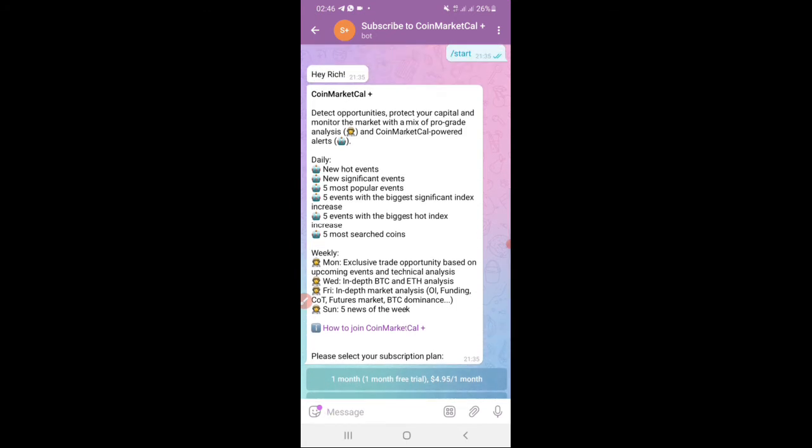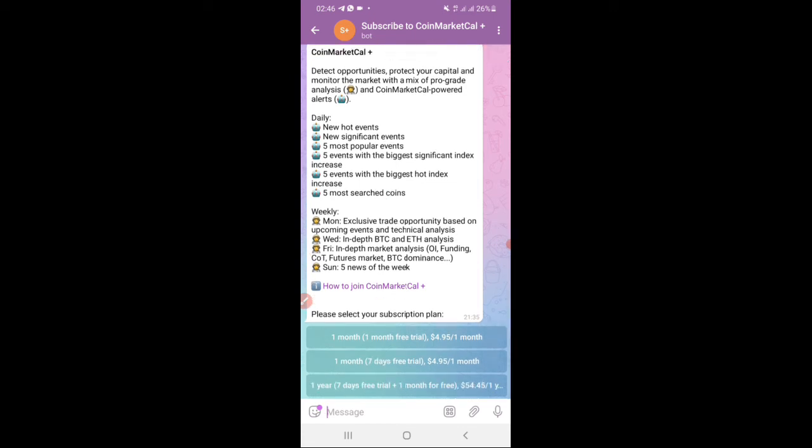Now look at what this premium gives you. It gives you hot news, the 5 most popular events, 5 events with the biggest significance index, 5 events with the biggest alt index, the 5 most searched tokens, weekly charts on Bitcoin and Ethereum, and open interest. If you know about analysis, you know about open interest, funding rates, BTC dominance. I won't get much into those things. It also gives you the top 5 news for the week, and other things there.